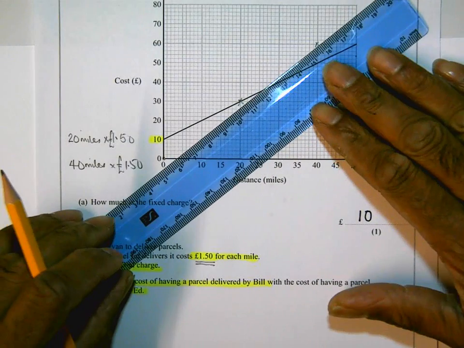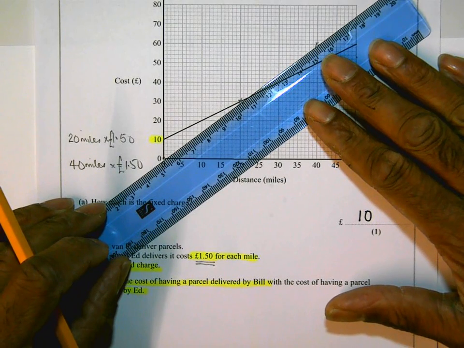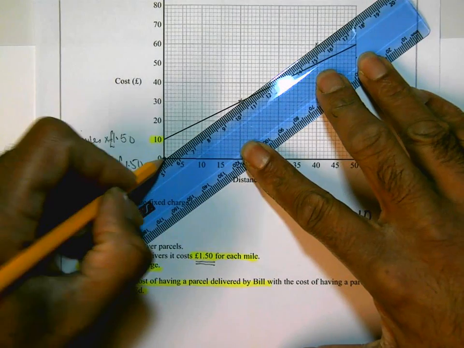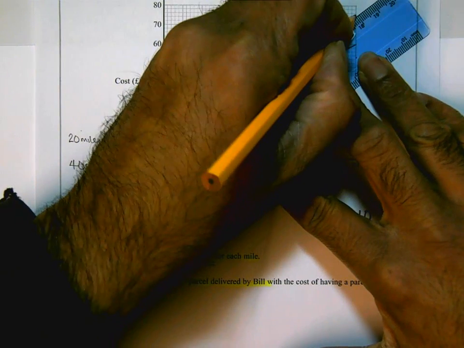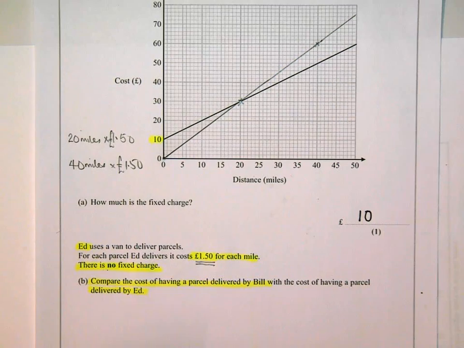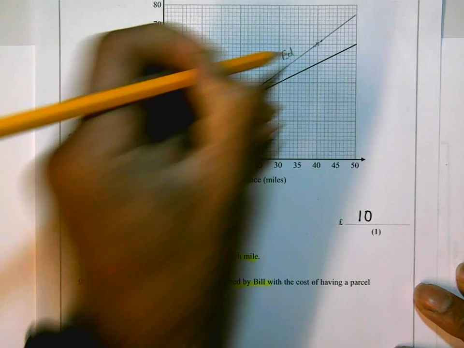I know it starts at 0. I know it goes through both of those crosses that I've put there. I'm lining them up perfectly, and I'm going to draw my line all the way through. So the line in pencil is Ed. The line in black is Bill.